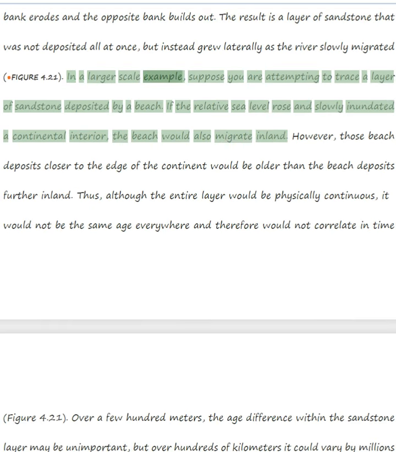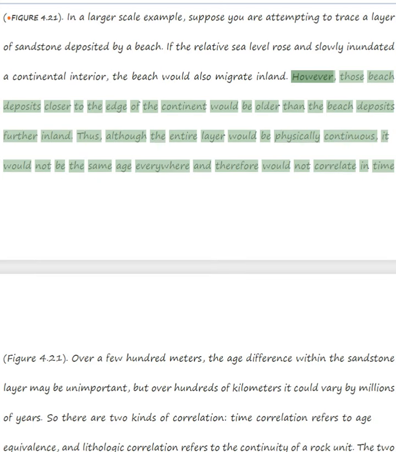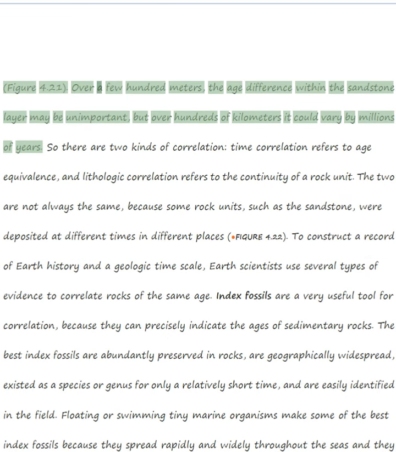In a larger scale example, suppose you are attempting to trace a layer of sandstone deposited by a beach. If the relative sea level rose and slowly inundated a continental interior, the beach would also migrate inland. However, those beach deposits closer to the edge of the continent would be older than the beach deposits further inland. Thus, although the entire layer would be physically continuous, it would not be the same age everywhere and therefore would not correlate in time. Over a few hundred meters, the age difference within the sandstone layer may be unimportant, but over hundreds of kilometers it could vary by millions of years.